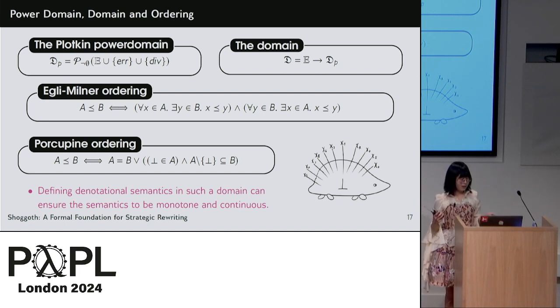Basically, this ordering holds if set A is equal to set B, or the bottom, in this case the singleton set of divergence, is in set A, and set A excluding the divergence will be a subset of set B. We find this POPL'24 ordering can be simpler for us when we construct proofs.